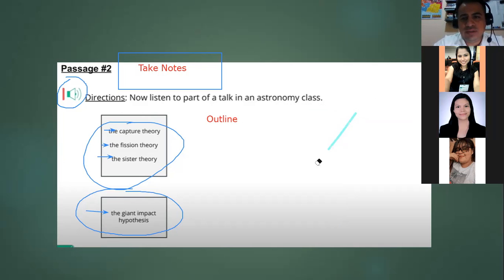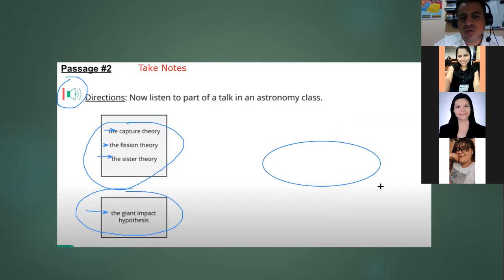So there's different kinds of forms that you can do. We also learned you can do maybe a cluster, salmon cluster. You can do, for example, something like this, right? And have different ideas coming from here, okay? You can do notes like this. Inside the circle, you're going to put the topic or the main idea, right? And then each one is going to be supporting details.